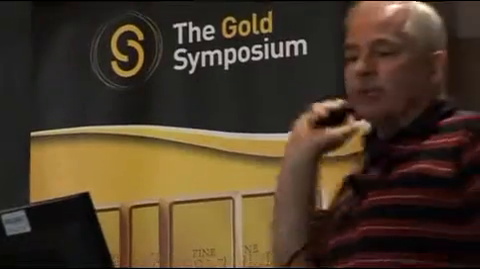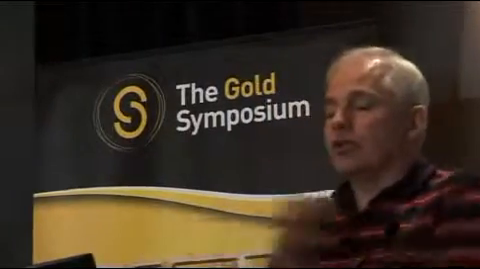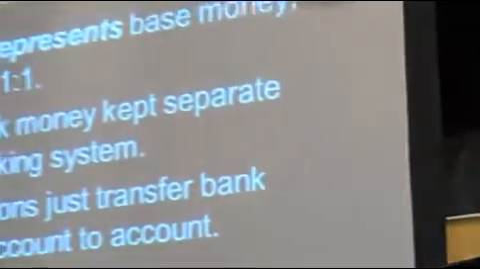Okay, modern money. Bank money represents base money. They're always exchanged at 1-to-1. If they ever stopped being exchanged at 1-to-1, there'd be a riot. Base money and bank money are actually kept separate within the banking system. All the bean counters behind there, they actually keep them separate at all times. Nearly every transaction in society just transfers bank money from one bank account to another bank account.